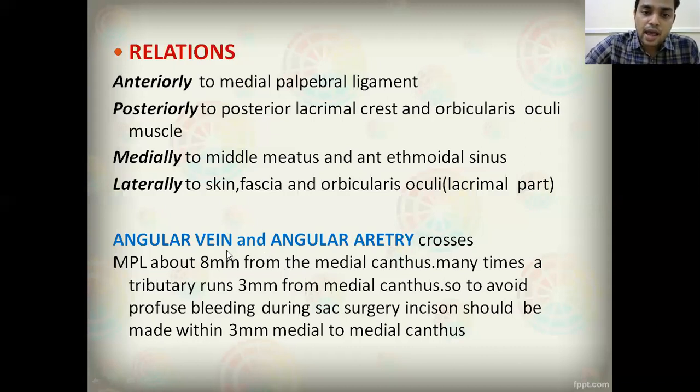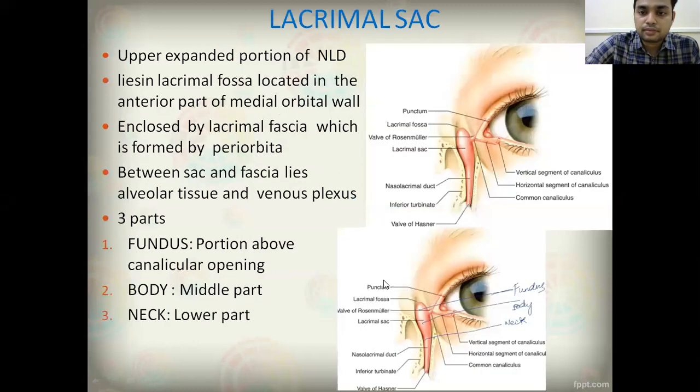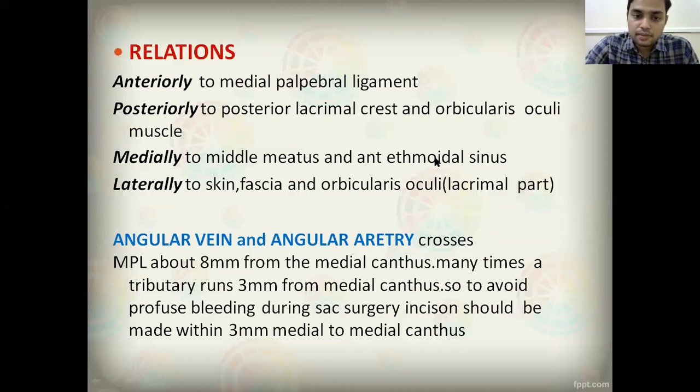And we have an angular vein and angular artery which cross the medial palpebral ligament about 8 mm from the medial canthus. This is the medial canthus. At this position, at a distance of 8 mm from the medial canthus, we have the angular vein and angular artery. Sometimes there is a tributary which comes nearer, up to 3 mm from the medial canthus.